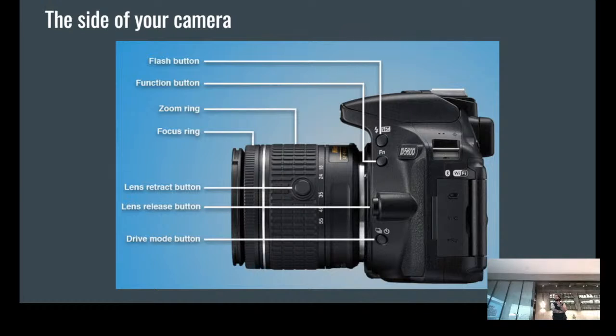By then twisting that, you'll hear a click. That's how you know it's locked into place. To remove, hold the button, and twist the opposite direction. It pops right off. Underneath that, we have a drive mode button.